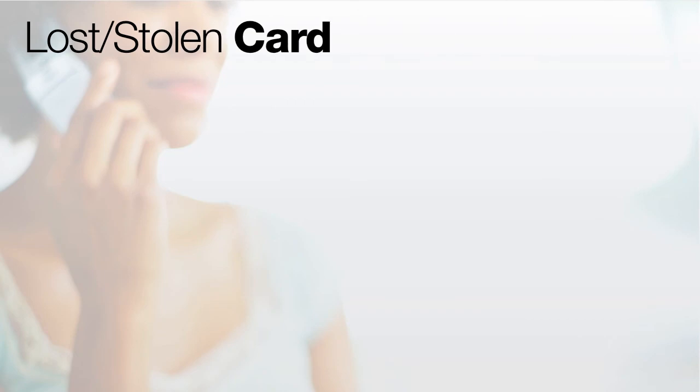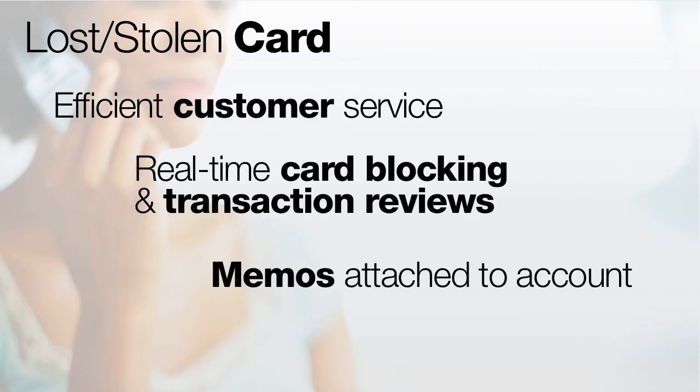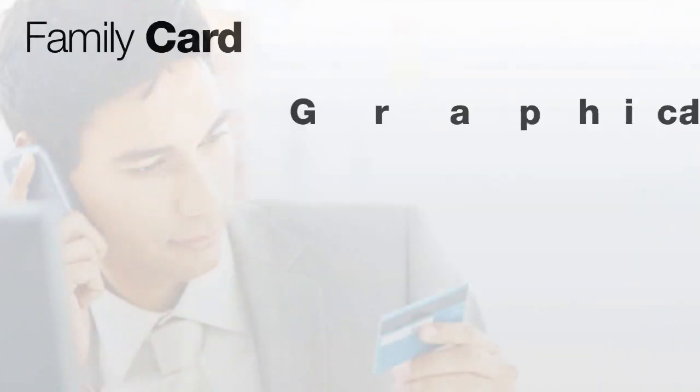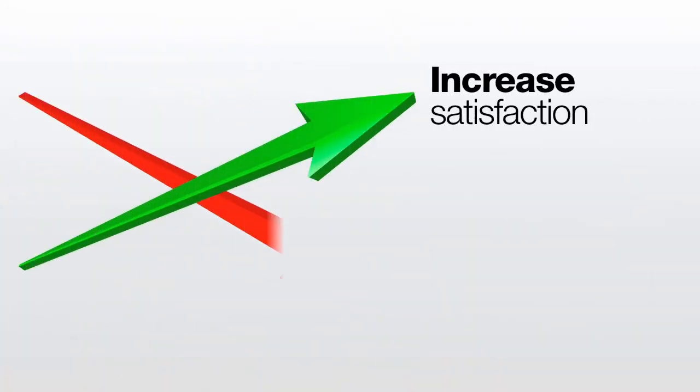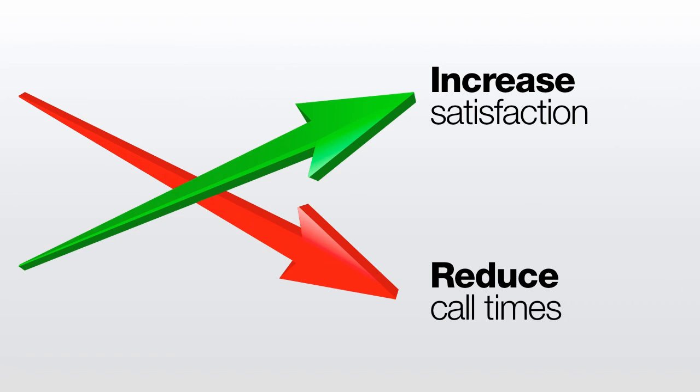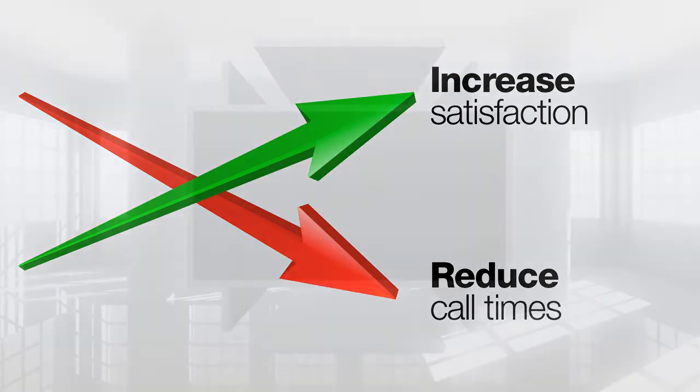As you have seen, customer service is a powerful feature of ACI Issuer. In handling the lost card, immediate access to real-time transaction data allowed the card to be stopped and the account status to be reviewed while the cardholder was still on the line. In the family card example, we saw that the graphical interface made a complex task easy for the operator, and how the bank can offer such valuable services to their cardholders. Above all, customer service is both efficient and effective, increasing customer satisfaction and reducing call times.